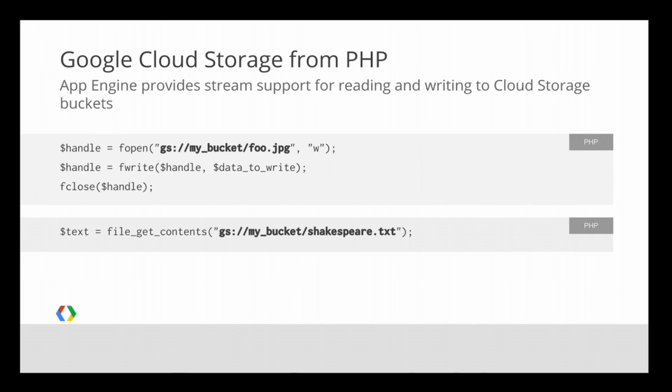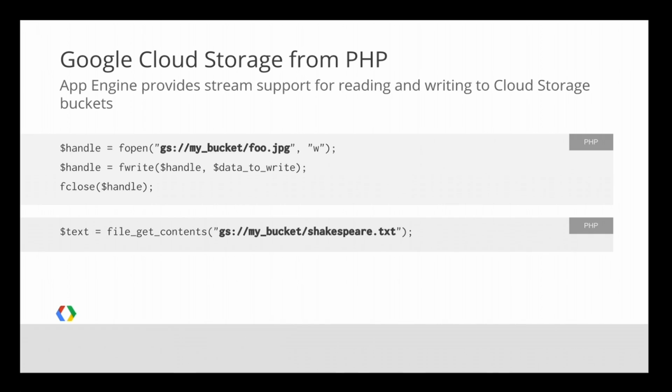So to fwrite to a file, for example, is as simple as fopening a cloud storage bucket that's been set to be able to talk to your app. You can then write data into it just like you would write data into a normal file, and you close it just like you close a normal file.